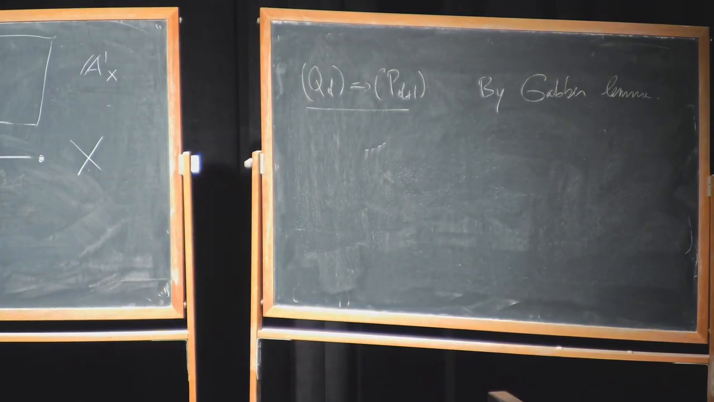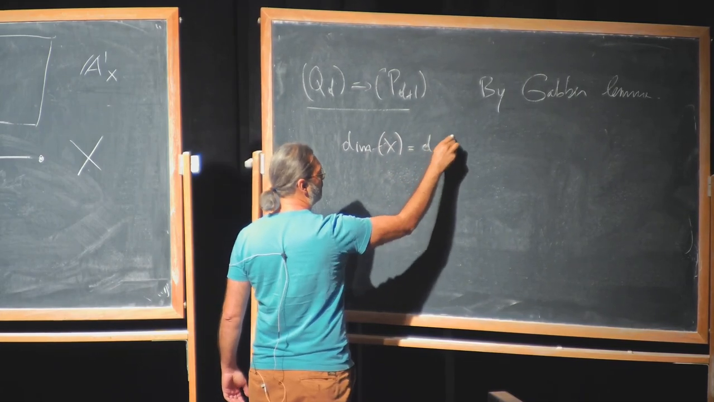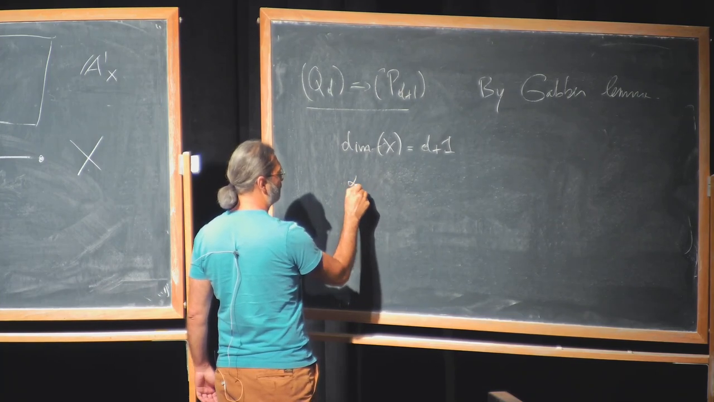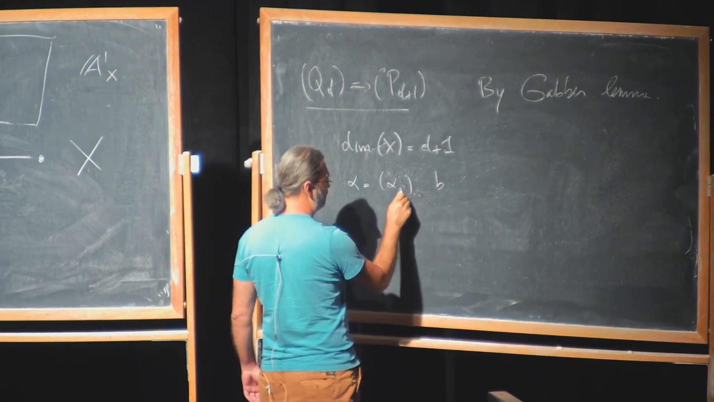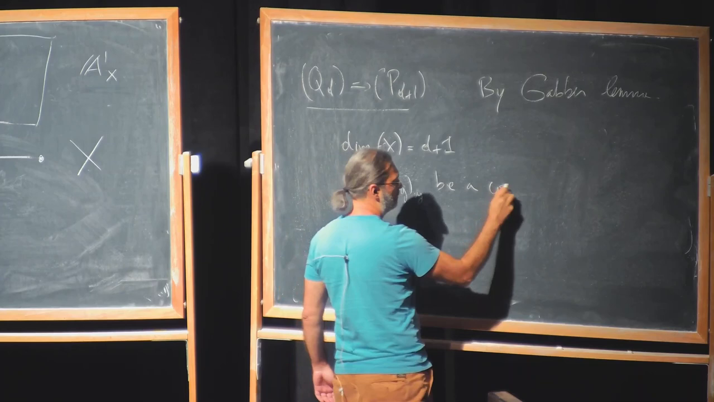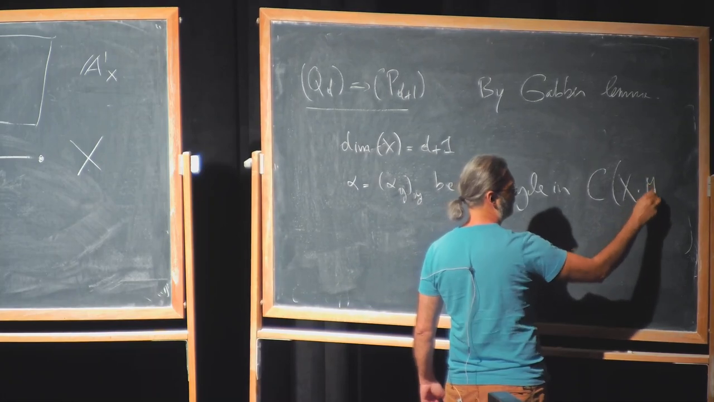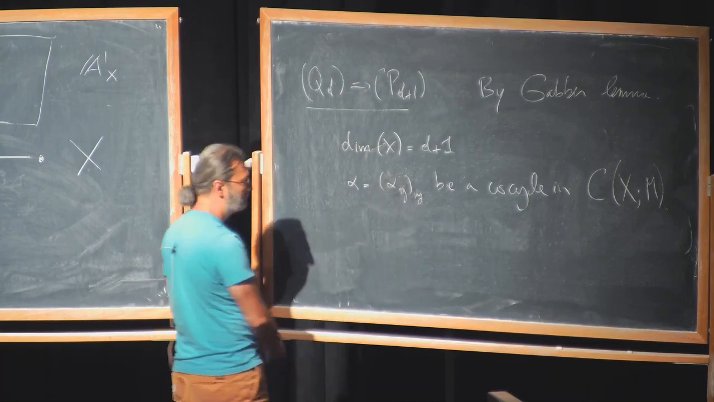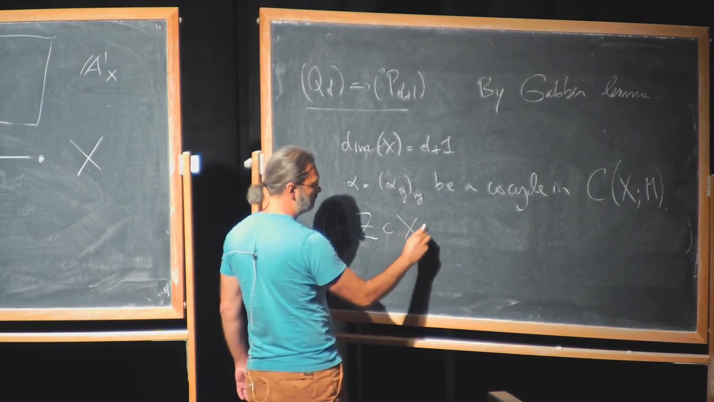So I'm going to take X, which is of higher dimension. Let X be of dimension d plus one, and we pick a cocycle there. So let alpha be a cocycle in the Cousin complex. I can speak about the support of this, because only finitely many of these alpha will be non-zero. So let D inside X be the support.